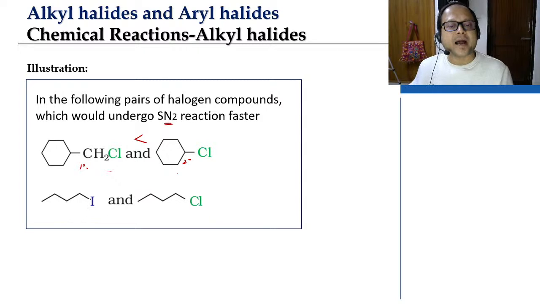Now here you have got one iodoalkane and one chloroalkane, so it doesn't matter whether it is SN2 or SN1, iodo will definitely be faster. It's a better leaving group, so it should be like this, right?